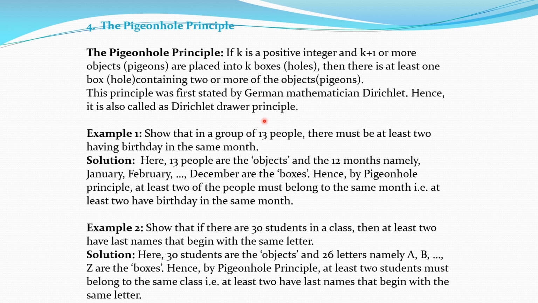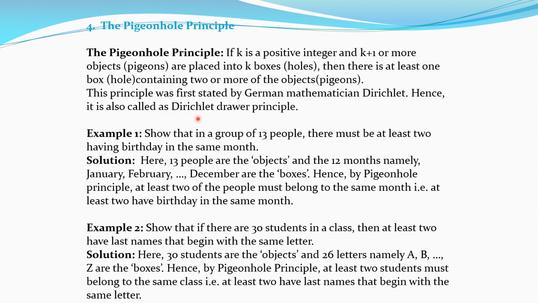For example, suppose there are 5 boxes and there are 6 objects. Now we want to put the 6 objects into those 5 boxes. So we can keep all the 6 objects in a single box, or we can divide them among different boxes. In the extreme case, even if we put one object in each box, then 5 objects will be kept in 5 boxes. But there is one object remaining which we have to place in one of the boxes only. So that box will contain 2 objects.